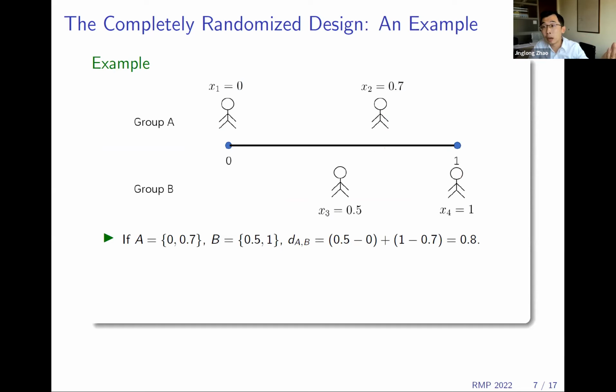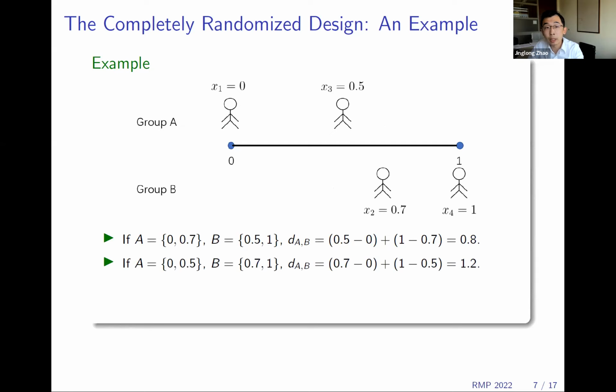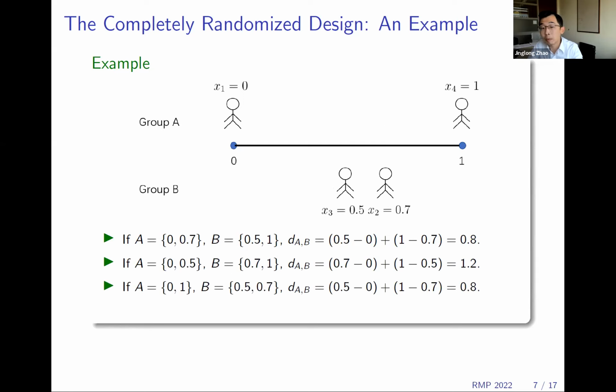With probability 1/6, you're going to put users 1 and 2 into group A, and then 3 and 4 into group B. With probability 1/6, you're going to put users 1 and 3 into treatment, and 2 and 4 into control. And with the last 1/6 probability, you could put users 1 and 4 into the treatment, and 2 and 3 into control. And with the other 1/2 probability, you just flip the label of the treatment and control.